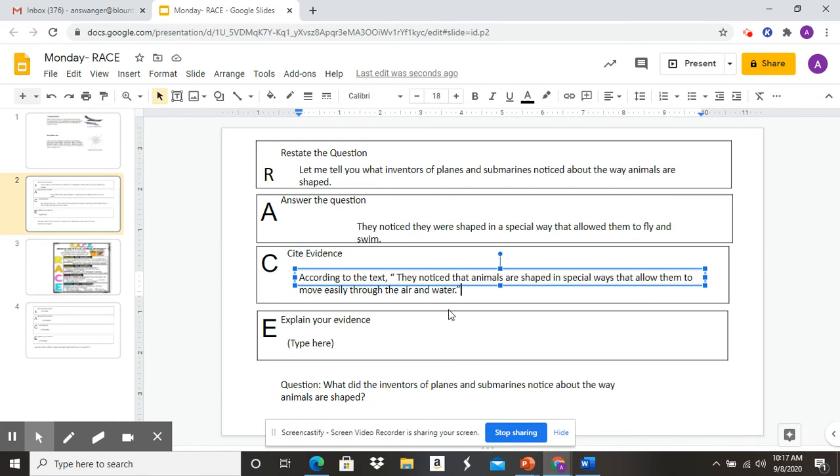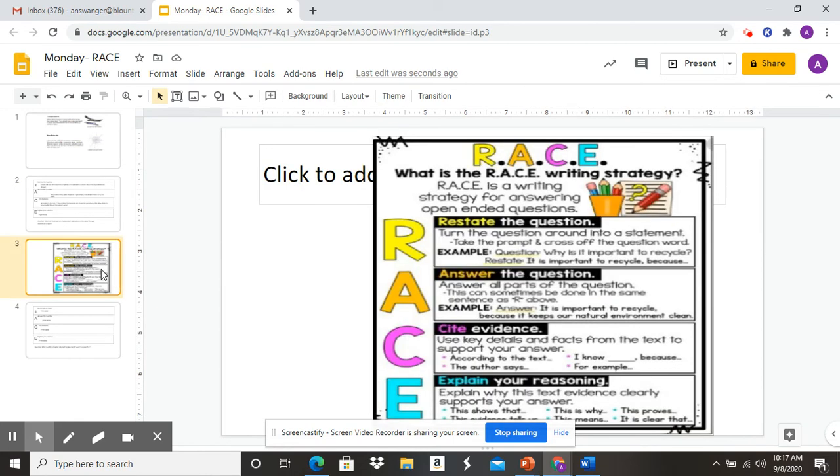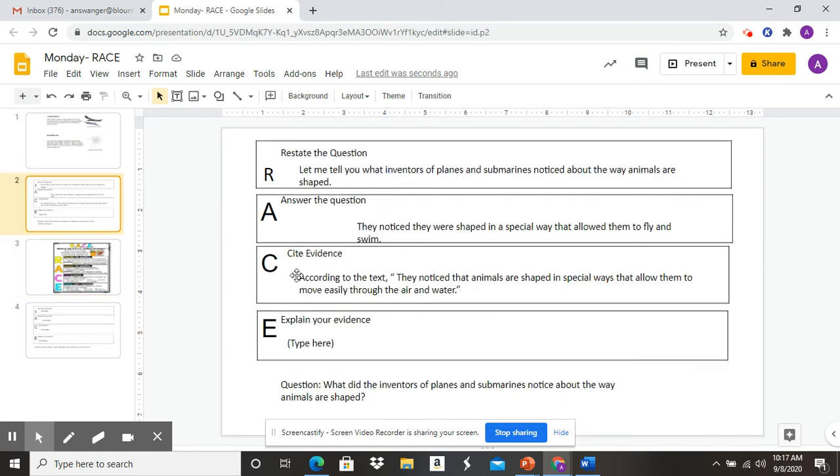Now I have to explain my evidence, my E part, okay? And if I go back to my RACE poster, I'll notice in my explain my evidence or my reasoning, they have sentence stems there as well. This shows that, this is why, this proves. So I'm going to pick this proves to start out my explain your evidence, okay?